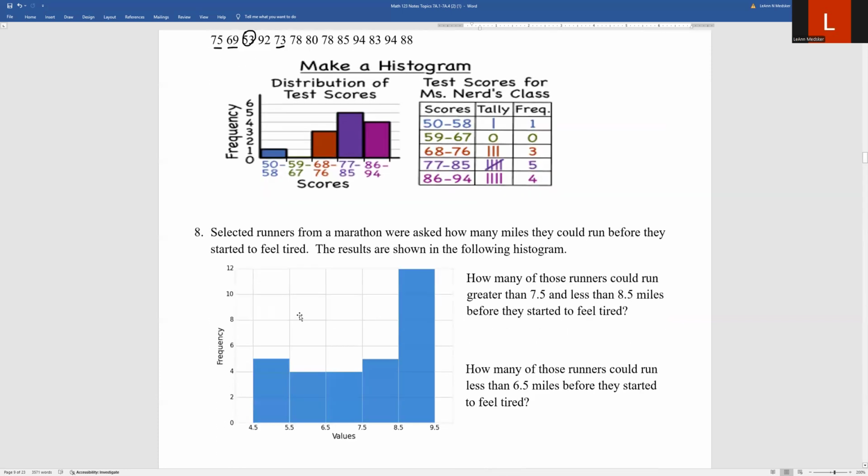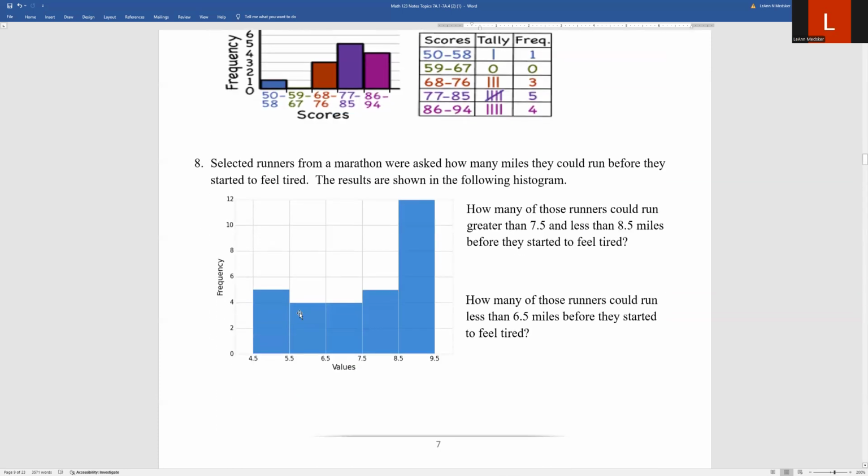Okay. Now, here's some problems we might encounter where we just have to look at the given histogram, and we have to be able to tell someone how many people fall in a specific interval. So our values down here, 4.5 to 5.5, 5.5 to 6.5. These are miles that were run, I believe. Yeah. So selected runners from a marathon were asked how many miles they could run before they started to feel tired. So that's these results. Okay. So how many of those runners could run more than 7.5 and less than 8.5? So we're in the 7.5 to 8.5 grouping.